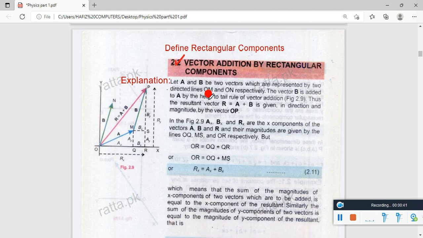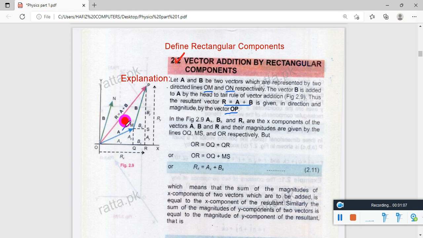Now we'll see its explanation. Let A and B be two vectors which are represented by two directed lines OM and OM respectively. The vector B is added to A by the head-to-tail rule of vector addition. Thus, R is equal to A plus B in direction and magnitude by the vector OP. This is vector A in blue color, this is vector B in green color, and the resultant R is given by the red line. According to the head-to-tail rule, R is equal to A plus B.